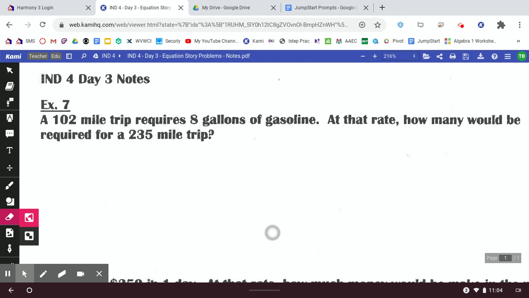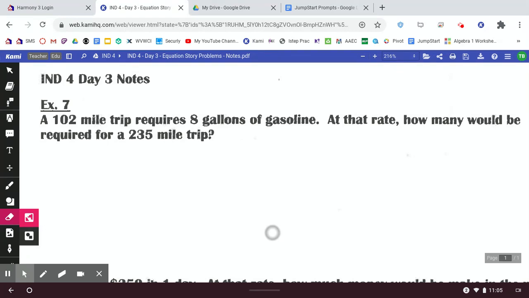And I know it says example 7, it's just because it's day 3 and whoever put these together numbered them consecutively each day. So this is our example number 1. A 102-mile trip requires 8 gallons of gas. At that rate, how many would be required for a 235-mile trip? All right, a couple of things.